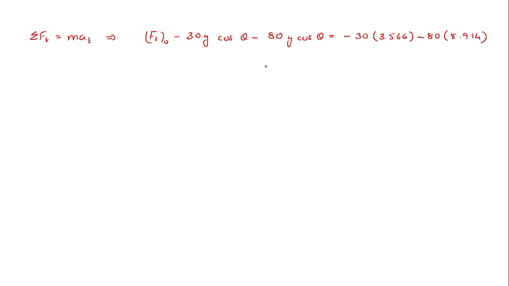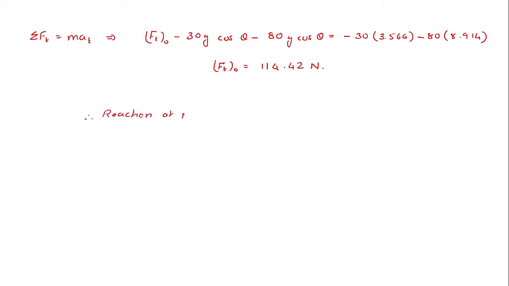8.914. Okay, so if you substitute here, g is 9.81, theta is 30 degrees. So if you substitute here, the tangential component of force at the pin will be equal to 114.42 Newton.